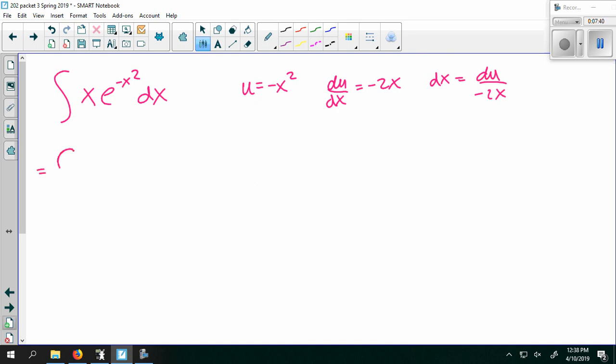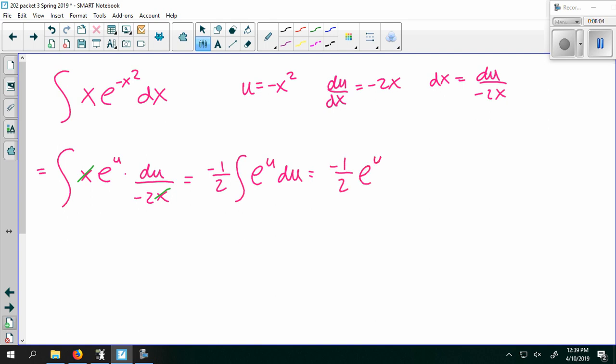So this is the integral of x e to the u, and then instead of dx, I have du over negative 2x. The x's cancel, and this becomes negative 1/2 times the integral of e to the u du. Take the antiderivative of e to the u, and I get negative 1/2 e to the u plus c, and then plug in the original u. So this is negative 1/2 e to the negative x squared plus c. There's my antiderivative. Now I can put on some bounds.